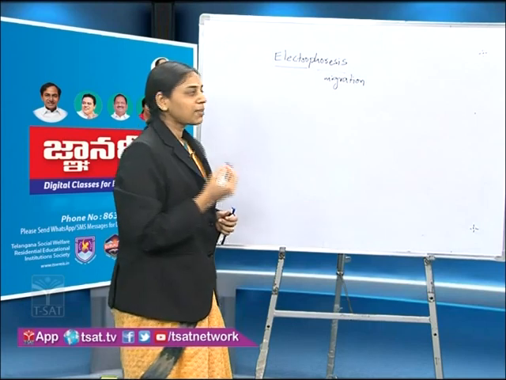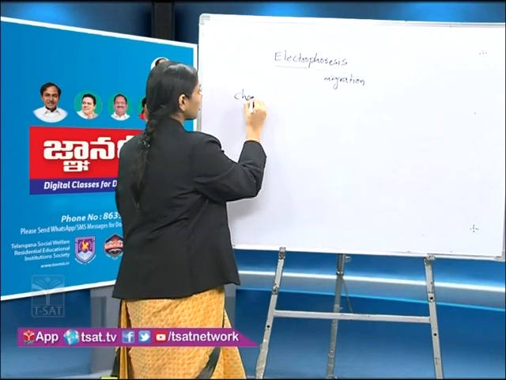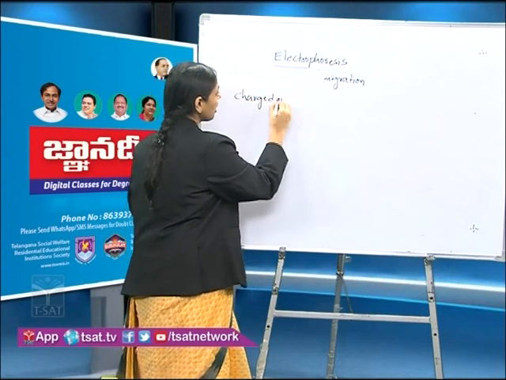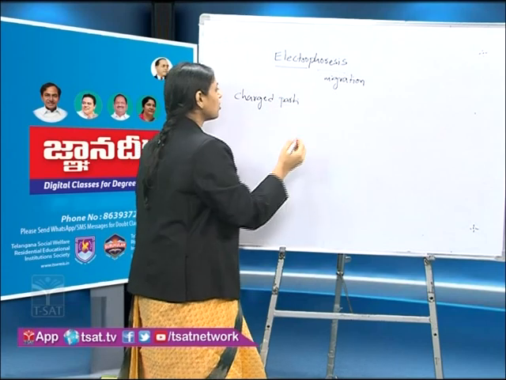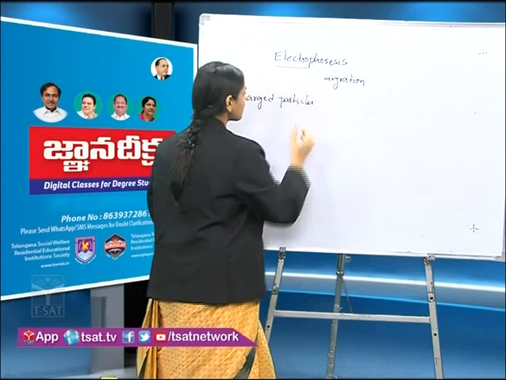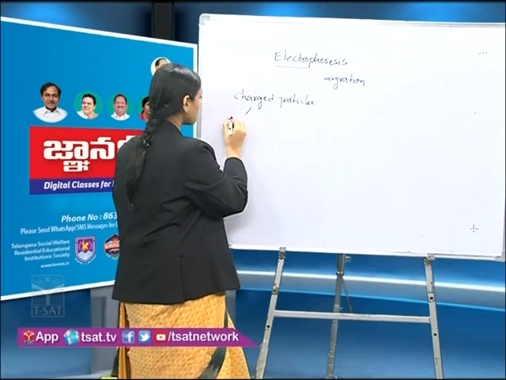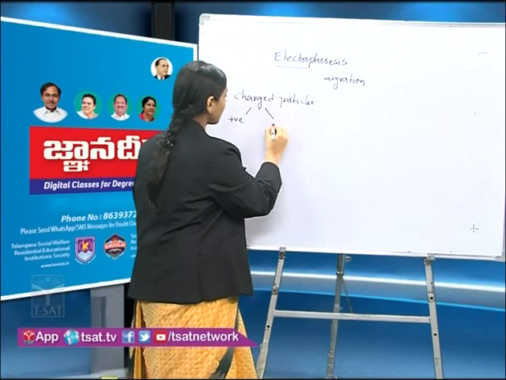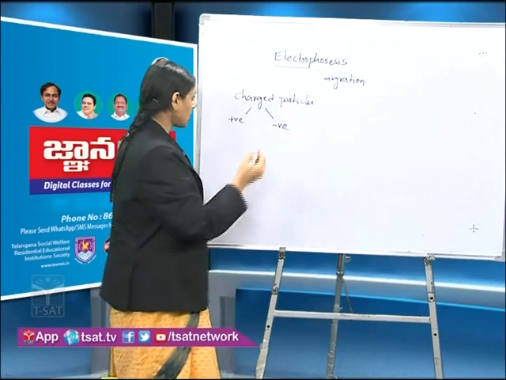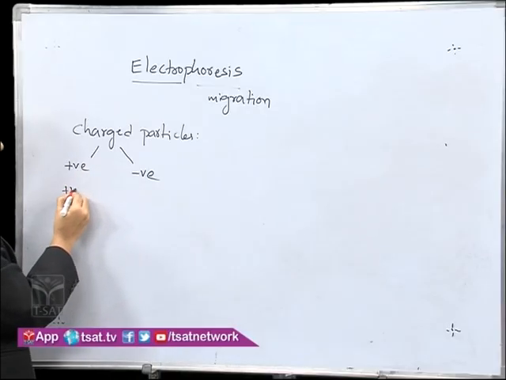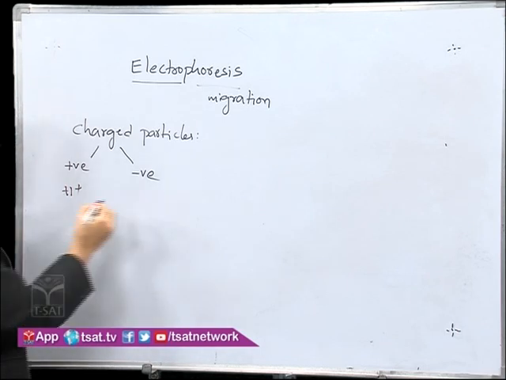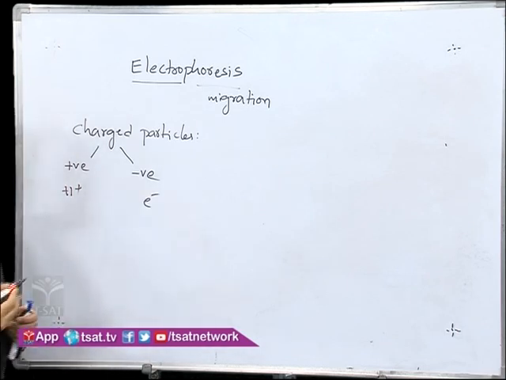What are charged particles? Any particles which carry charge on their surface are called charged particles. This charge may be positive or negative. For example, a proton is a positively charged particle and an electron is a negatively charged particle.